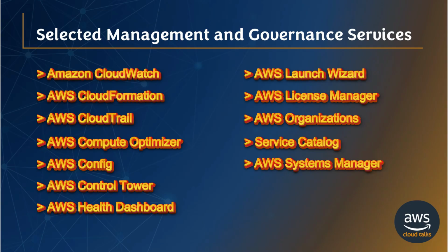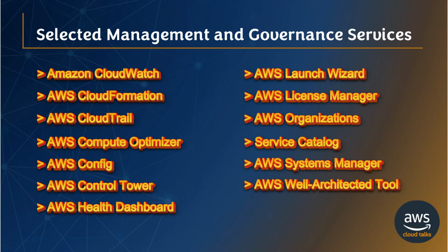AWS Systems Manager. AWS Systems Manager gives you visibility and control of your infrastructure on AWS. Systems Manager provides a unified user interface so you can view operational data from multiple AWS services and allows you to automate operational tasks across your AWS resources. With Systems Manager, you can group resources such as Amazon EC2 instances, Amazon S3 buckets, or Amazon RDS instances by application, view operational data for monitoring and troubleshooting, and take action on your groups of resources.